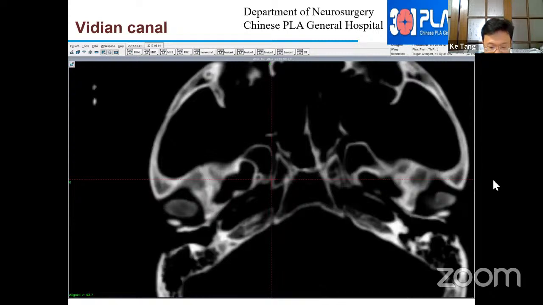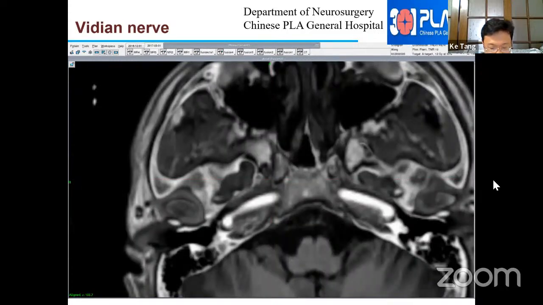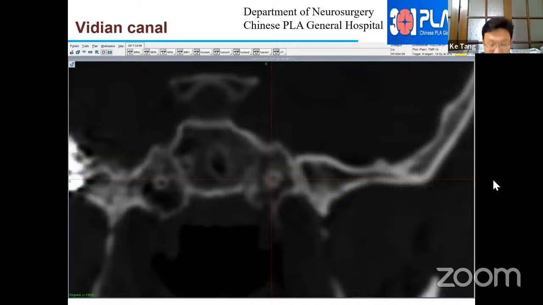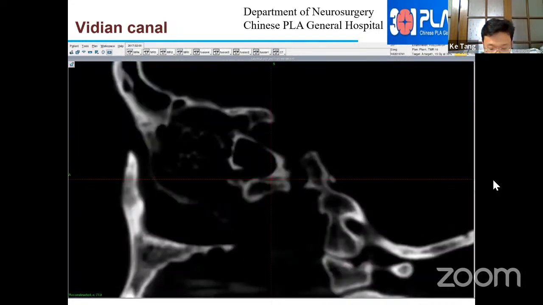Then let's see the radial nerve and the radial canal in axial section. The radial nerve fits in the radial canal in coronal section and in sagittal section.